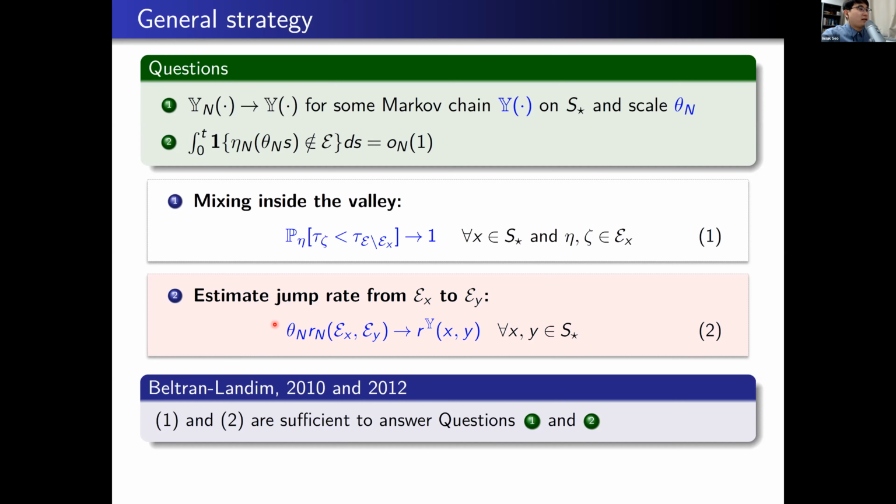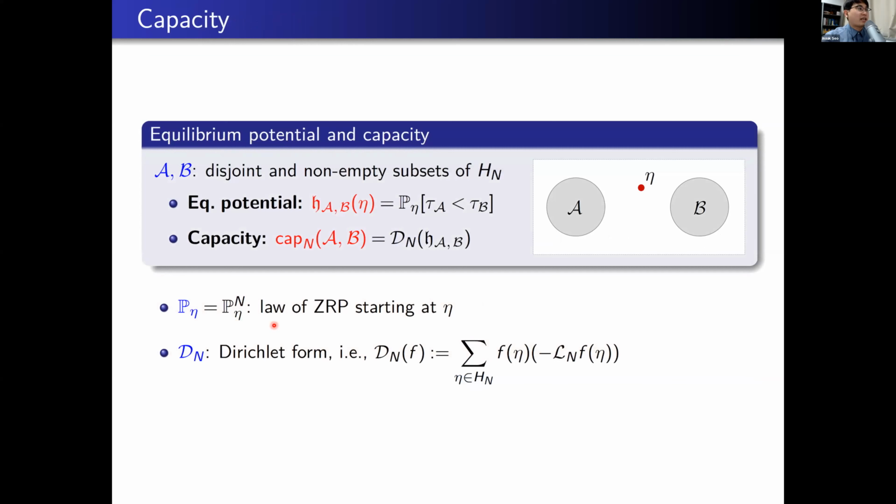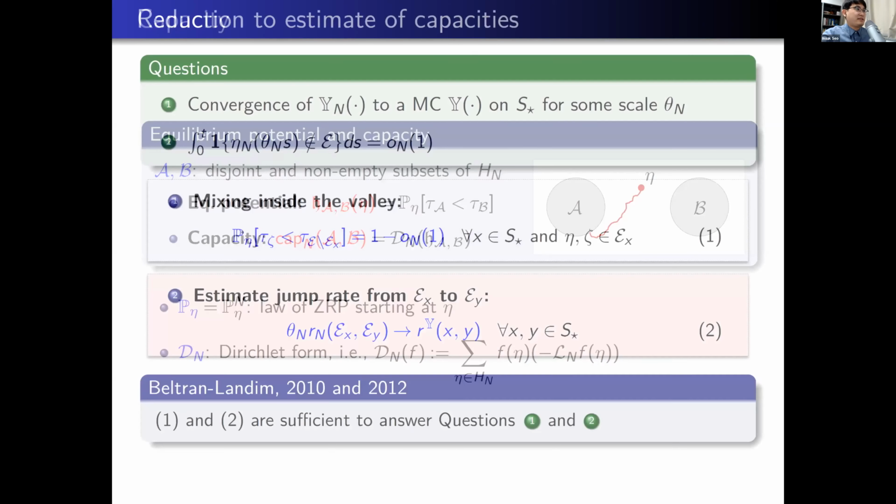In order to explain that, I have to introduce the notion known as capacity. First we define the equilibrium potential, which is a function whose value at configuration eta is defined by the probability that the zero range process starting from eta hits the set A before the set B. This is easy to define, and capacity is just defined as the Dirichlet form of this equilibrium potential, where the Dirichlet form is defined in the standard way. Okay, capacity is easy to define, but hard to estimate in general.